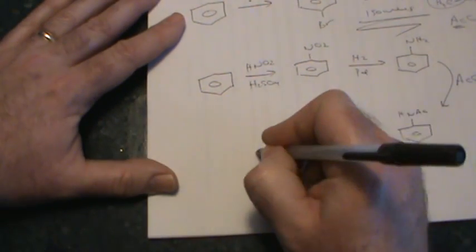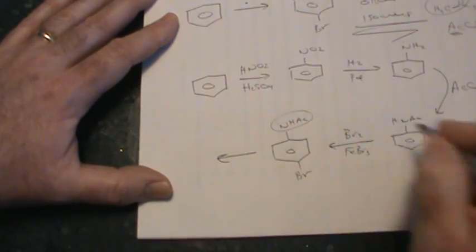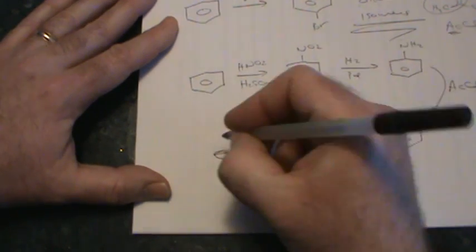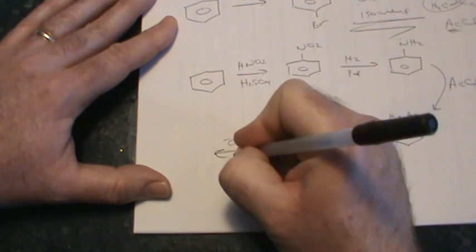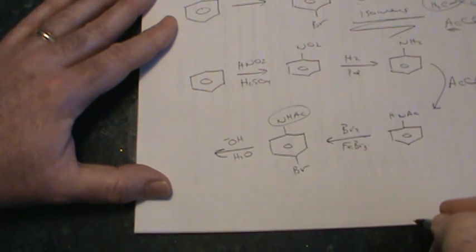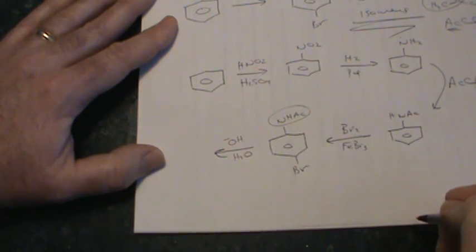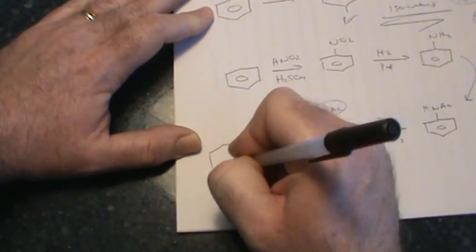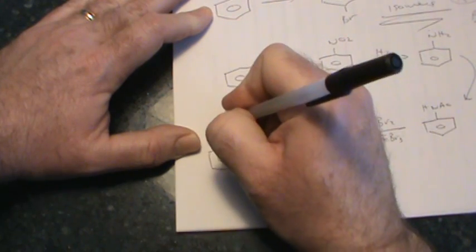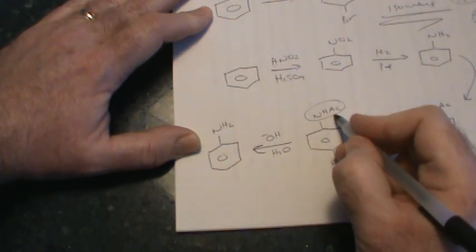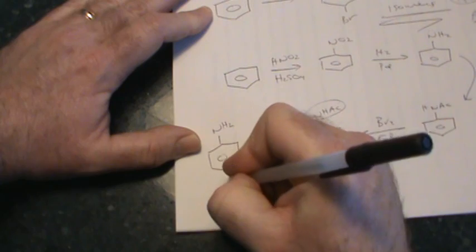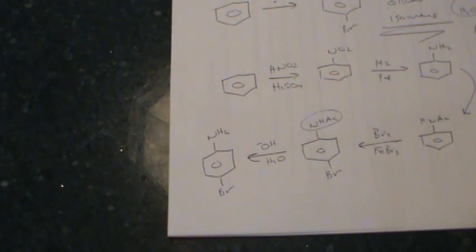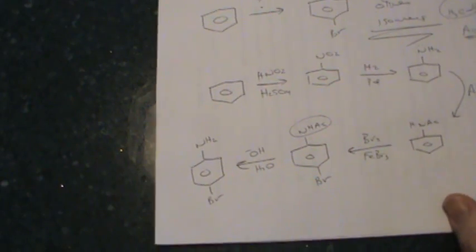Well, all that's left is to get rid of the amide through hydrolysis to go back to the amino group. So you can choose either basic hydrolysis, OH minus H2O, or acidic hydrolysis, H3O plus H2O. Don't use both, just pick one. When you hydrolyze the amide back to the amino group, you will not impact the bromine at the para position, and now we're done. That is the synthesis.